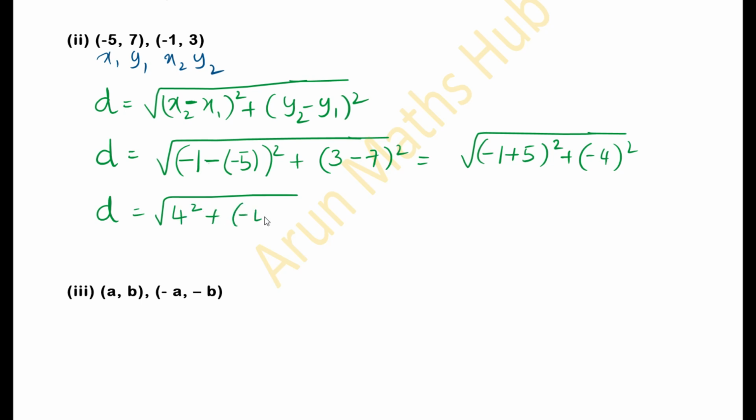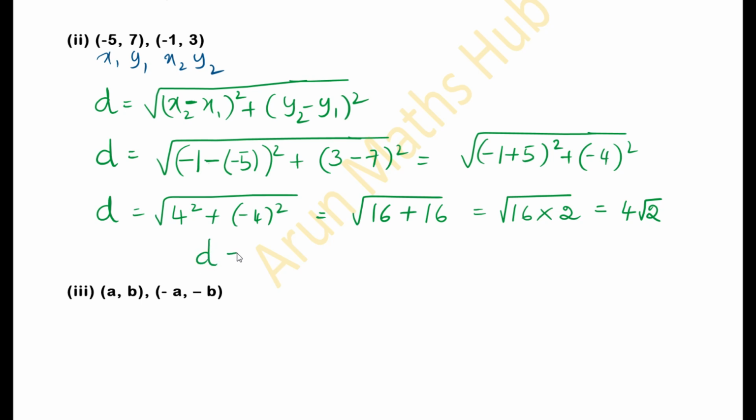In the same way, minus 4 whole square. What we get? 4 square is 16 and minus 4 square will be, again it is 16. Minus 4 into minus 4 is plus 16. Now I'll write this as 16 plus 16 can be written as 16 into 2. What is square root of 16? Square root of 16 is 4. Root 2 will be written as it is. Therefore, the distance between the points is 4 root 2 units. The distance between the 2 points is what? 4 root 2 units.